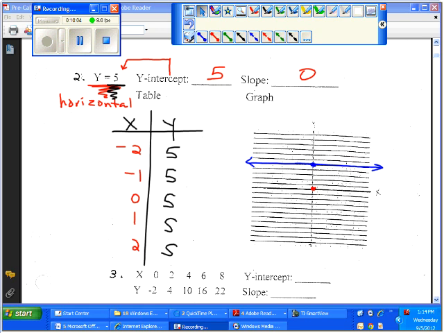If it was x only, it would be vertical. The slope would be undefined. And for y-intercept, we would put none because it wouldn't have one. It would be parallel to the y-axis. Any questions on the horizontal and vertical things? Okay. Everybody good with number 2?